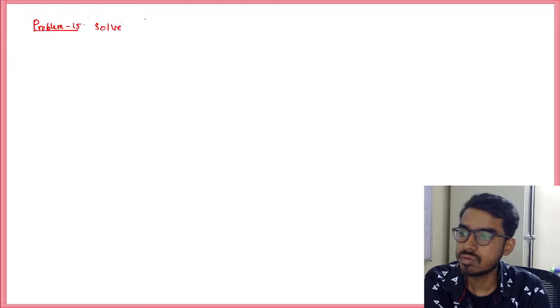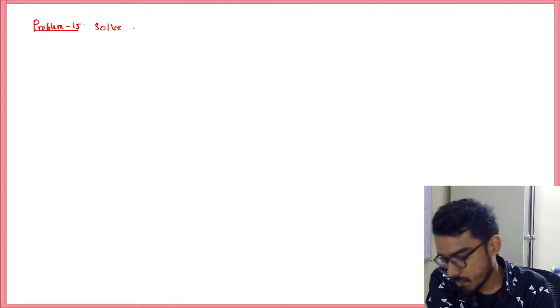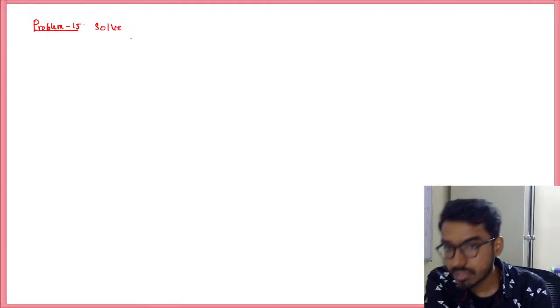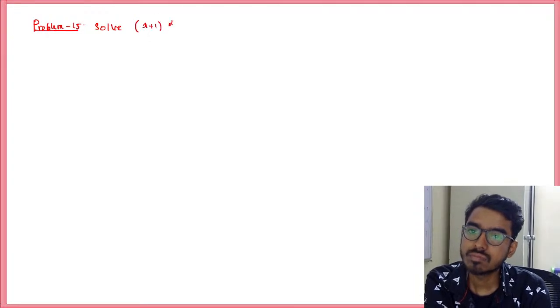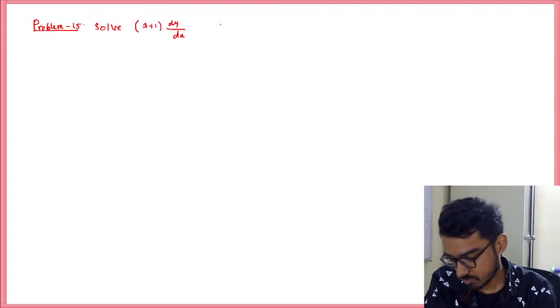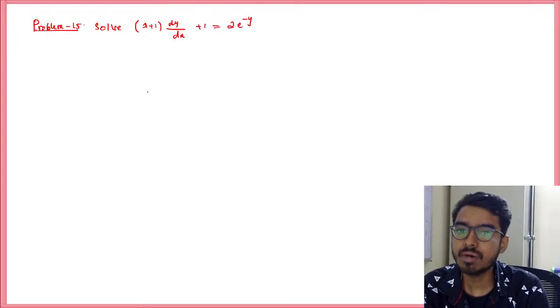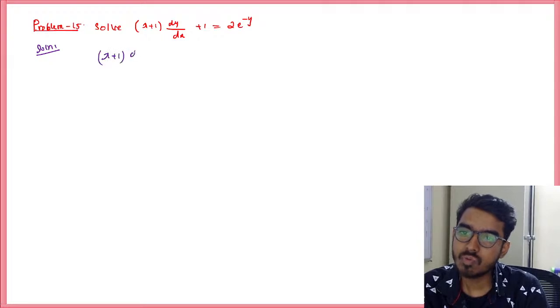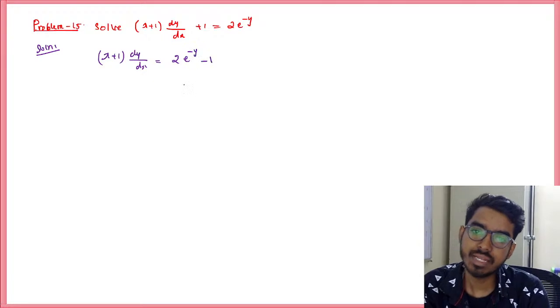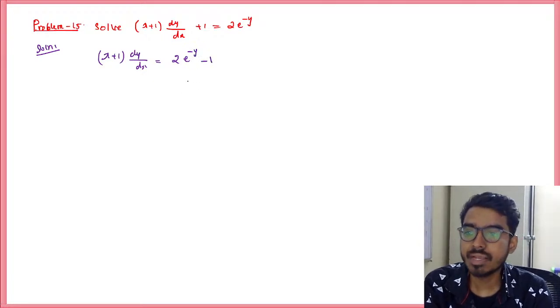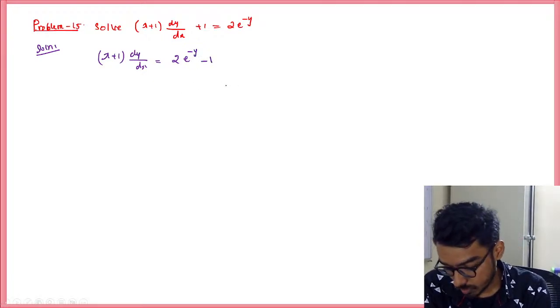Solve (x + 1) dy/dx + 1 = 2e^(-y). So it's an interesting problem. We have (x + 1) dy/dx = 2e^(-y) - 1, right? 2 into e power minus y, 2e^(-y) minus 1.